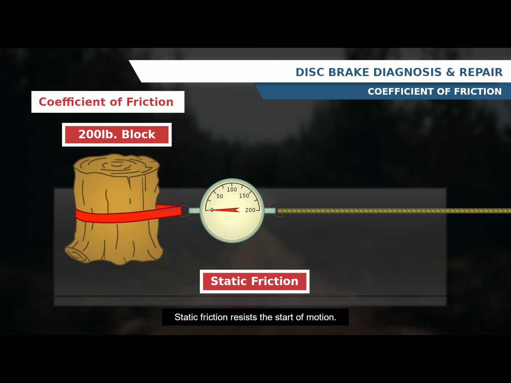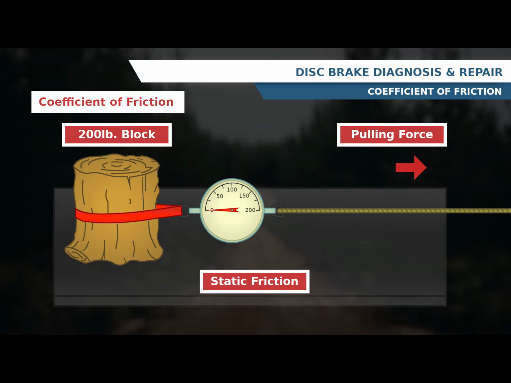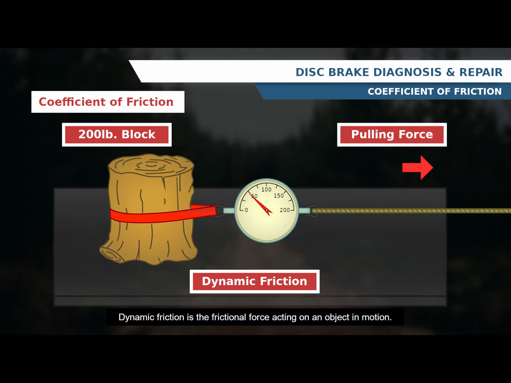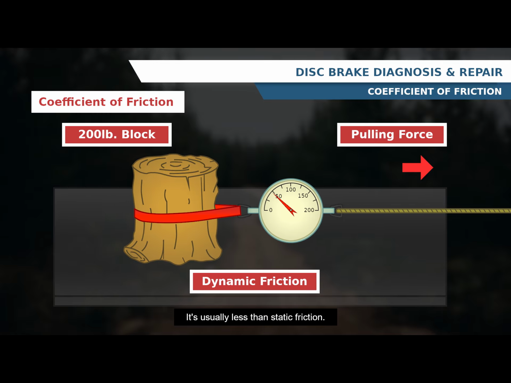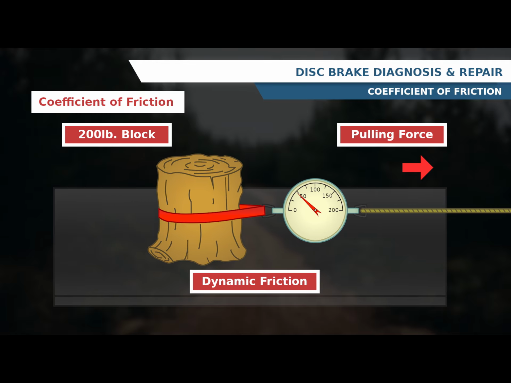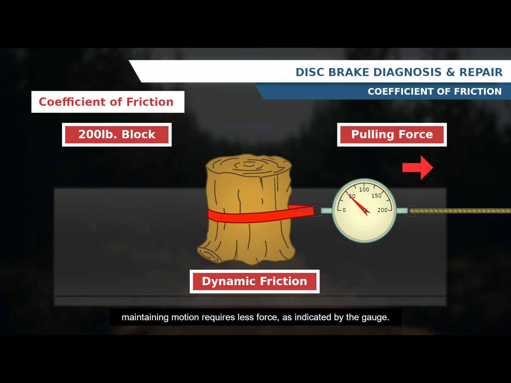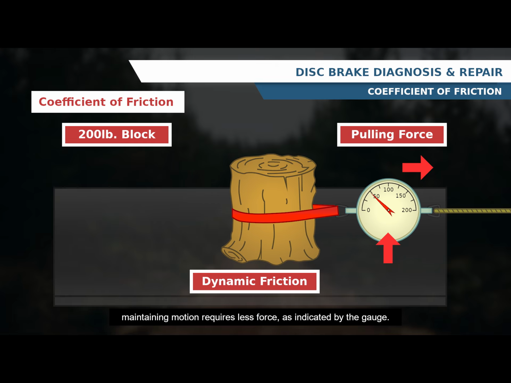Static friction resists the start of motion. Dynamic friction is the frictional force acting on an object in motion. It's usually less than static friction. Once the object is moving, maintaining motion requires less force, as indicated by the gauge.